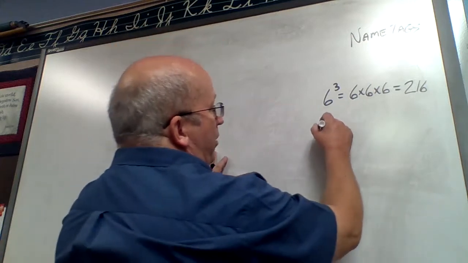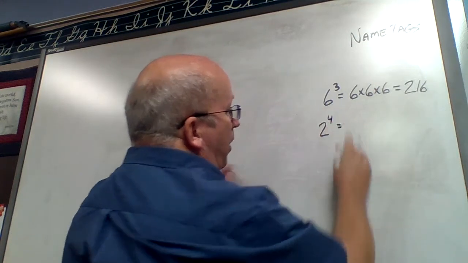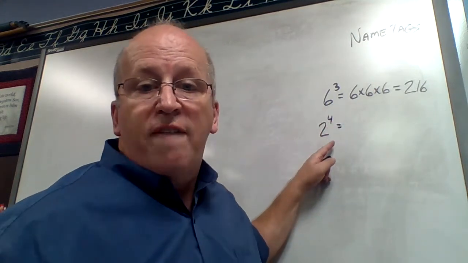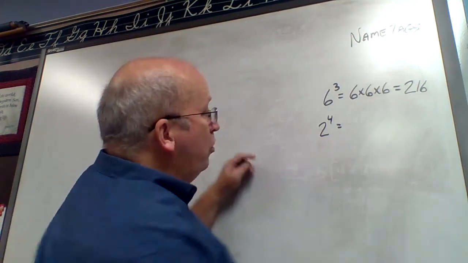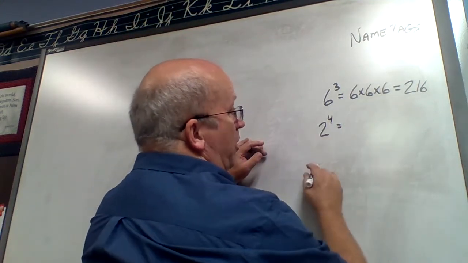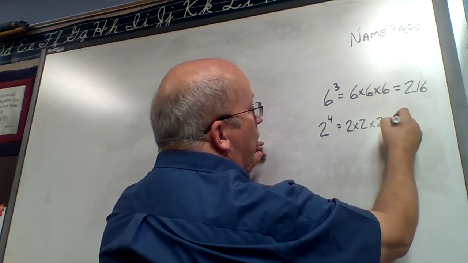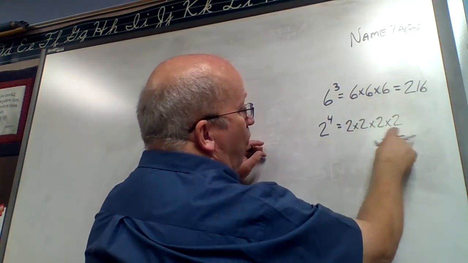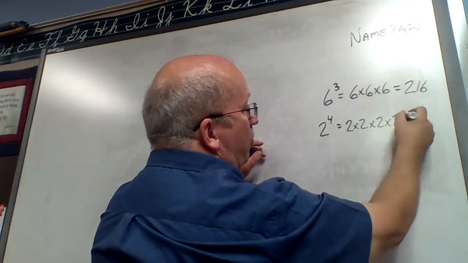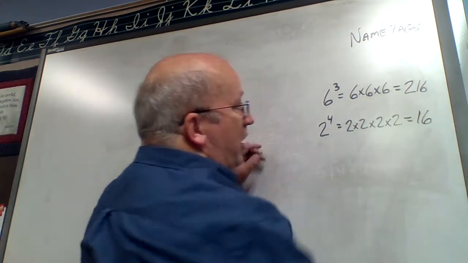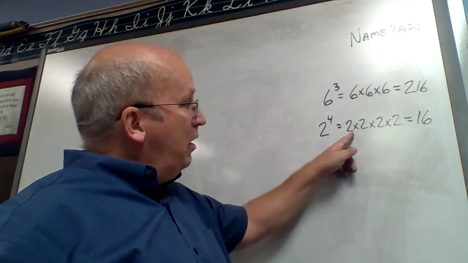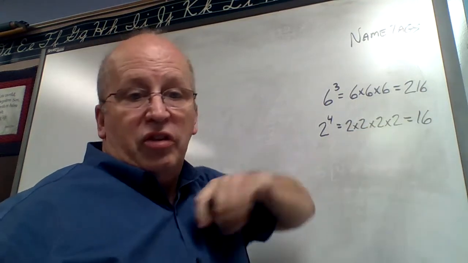So if I were to write 2 to the fourth power, everybody say 2 to the fourth power. 2 to the fourth power does not mean the number 8. It means 2 times 2 times 2 times 2. Notice I write 4 different 2's because of the exponent. And the answer to this is 16, because 2 times 2 times 2 times 2 is 16.